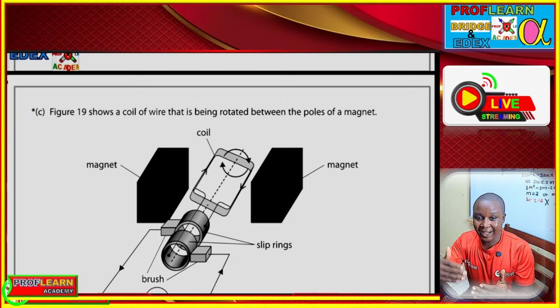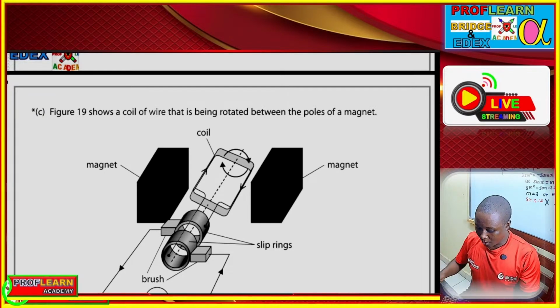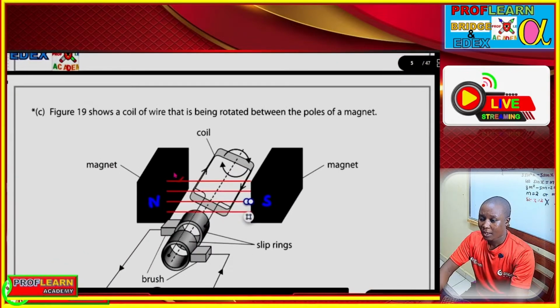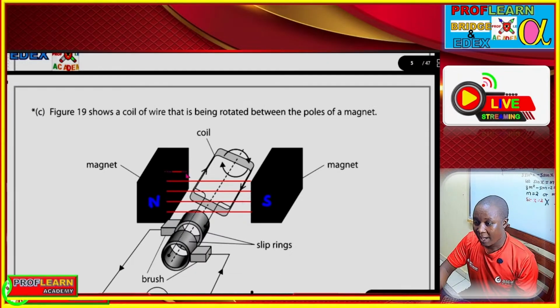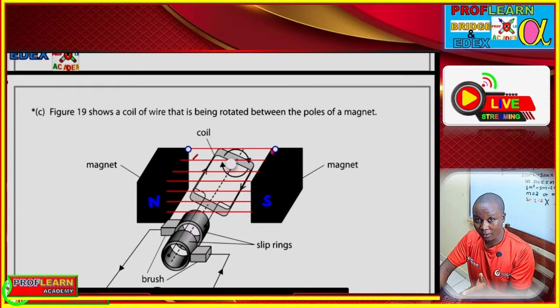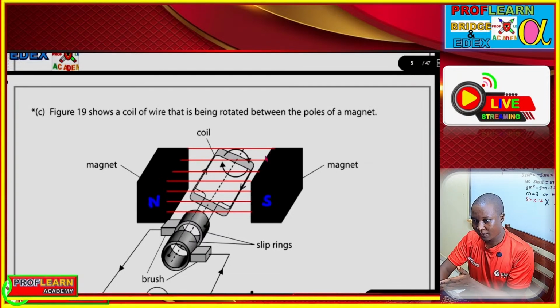So what we need to understand as far as this concept is concerned is that when a conductor cuts through a magnetic field, because in this part here we need to appreciate that we have two magnets. We have the North Pole and also the South Pole, and then we have the magnetic fields which are pointing from the north to the south.